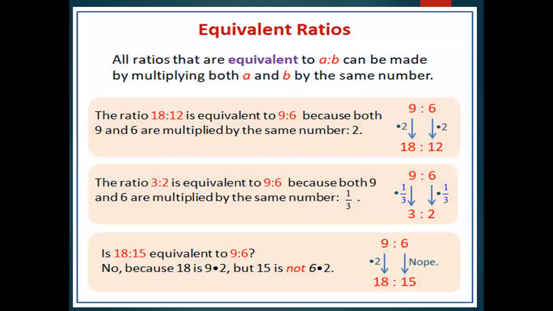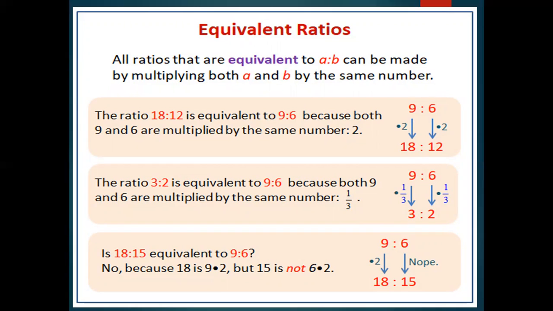Now next topic will be equivalent ratios. All ratios that are equivalent to A is to B can be made by multiplying or dividing both A and B by the same number. The concept of equivalent ratios is the same as the equivalent fractions which you have learned in class 6.